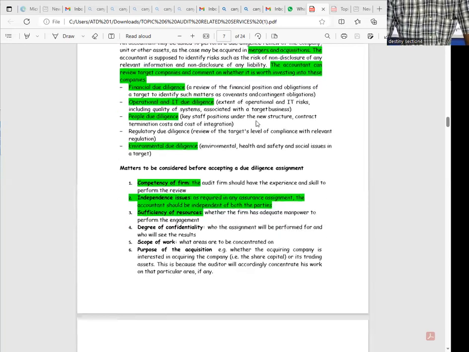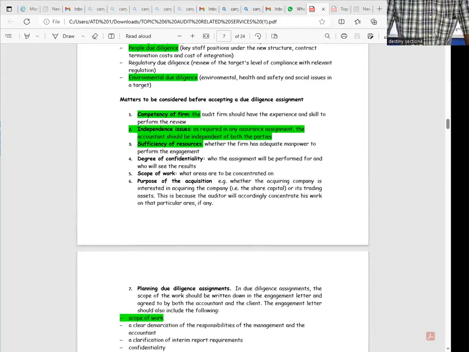Matters to be considered before accepting a due diligence assignment. One, competency of the firm: the audit firm should have experience and skills to perform the review. Two, independence issue, as required in any assurance assignment: the accountant should be independent of both the parties. Three, sufficiency of resources, where the firm has adequate manpower to perform the engagement. Four, degree of confidentiality: who the assignment will be performed for and who will see the results. Five, the scope of the work: what areas are to be concentrated on.